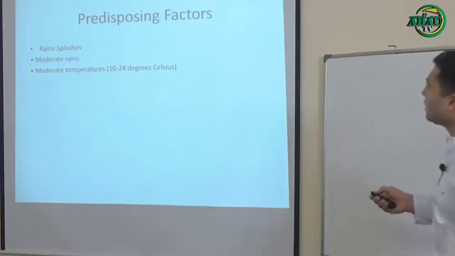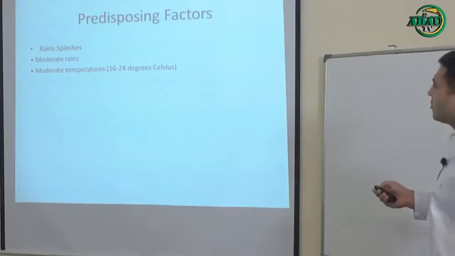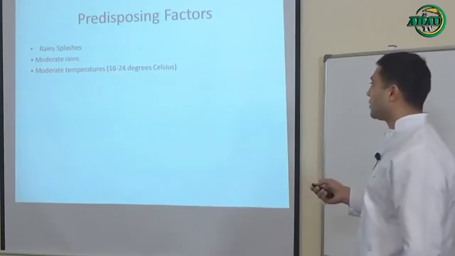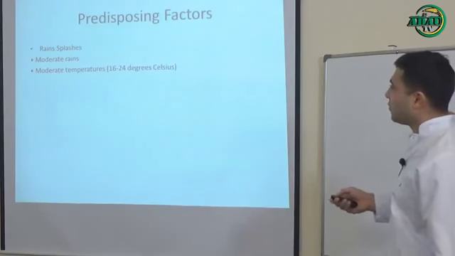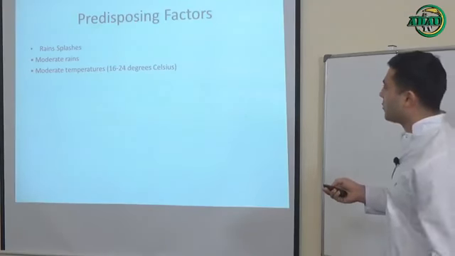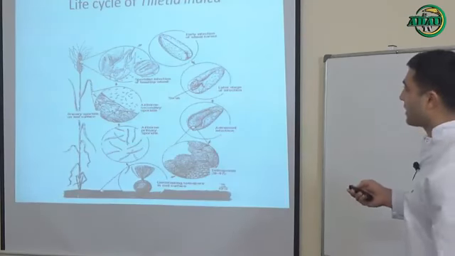So what are the factors? You can see 16 to 24 degrees Celsius is a moderate temperature, and of course rain and moisture are conditions for the disease.